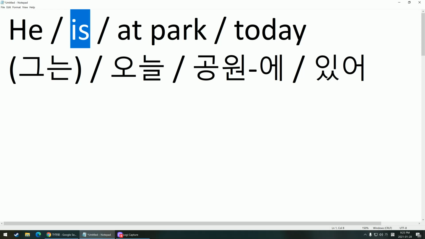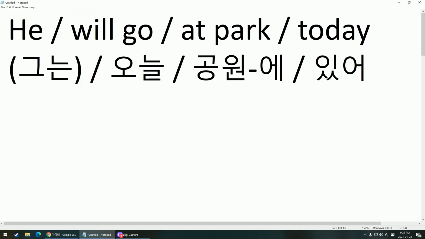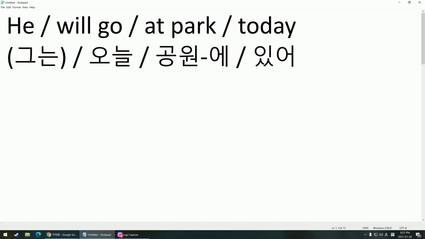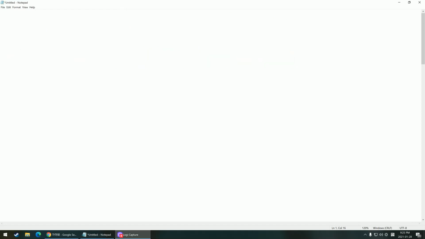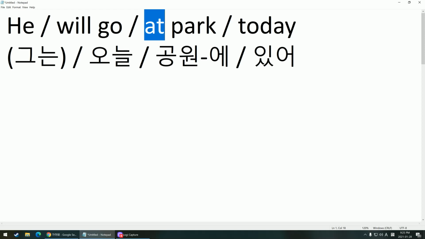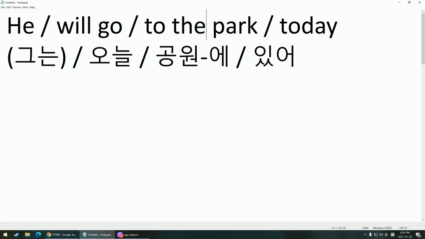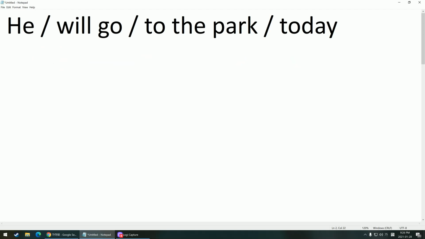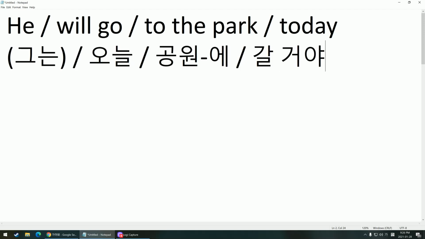You can even change this is right here into something like he will go. Actually, if you do that in English, this doesn't become an at. This becomes like a to the park. But the Korean stays the same. Sorry, this is not really a good example. But 갈 거야. The order is still the same. Yeah, this was a really bad example, but I just wanted to try something new.